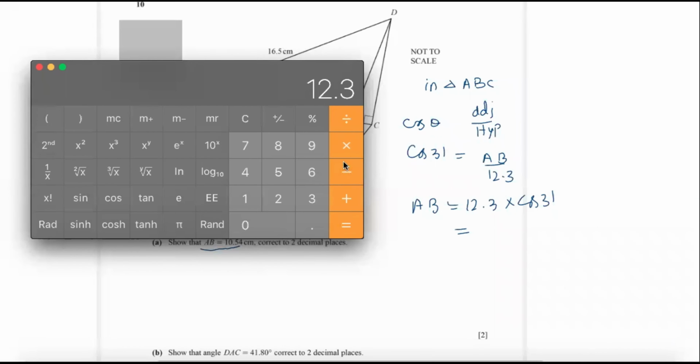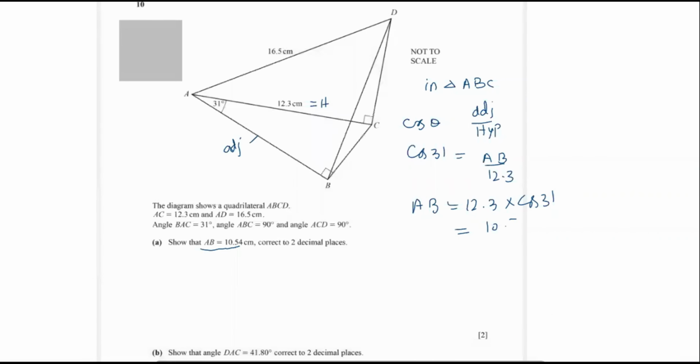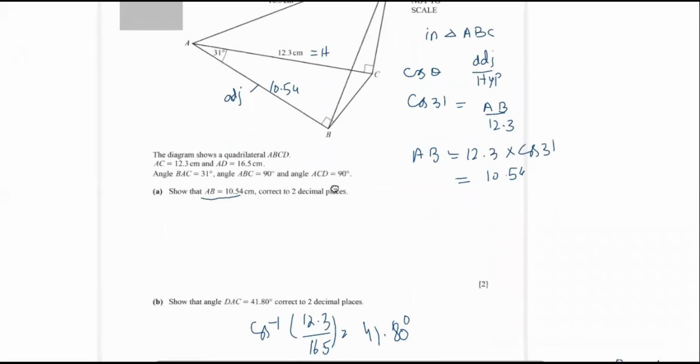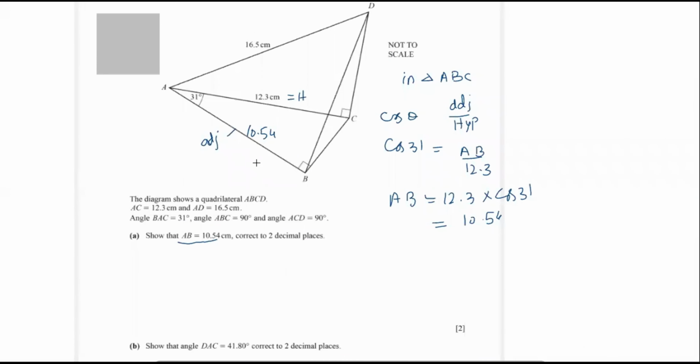Now 12.3 multiplied by cos 31, that value will be equal to 10.54. And the length of AB will be 10.54.